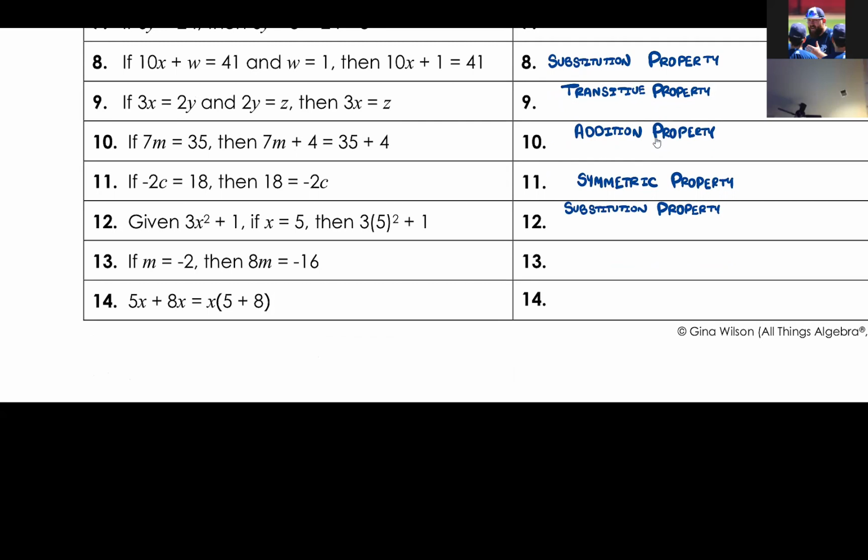If m equals negative 2, then 8m equals negative 16. This is a little tricky. What changed from m equals negative 2 to 8m equals negative 16? They put an 8 there. But in order to be justified, they've got to do it on both sides. Did they multiply both sides by 8? Did m get multiplied by 8? Negative 2 get multiplied by 8? Yes. So what are we calling that one? Multiplication.